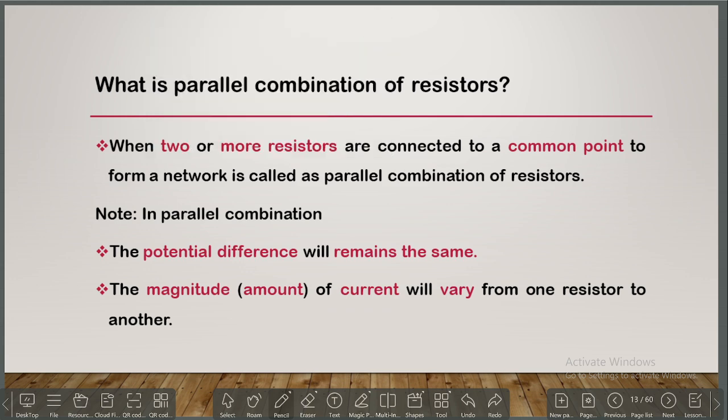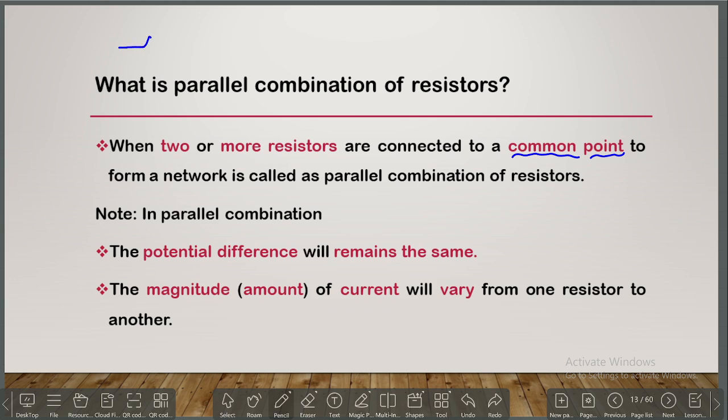Next, combination. What is the second type of combination? Parallel combination of resistors. So what is meant by parallel combination? When 2 or more resistors are connected to a common point, those types of combination will be called parallel combination of resistors.